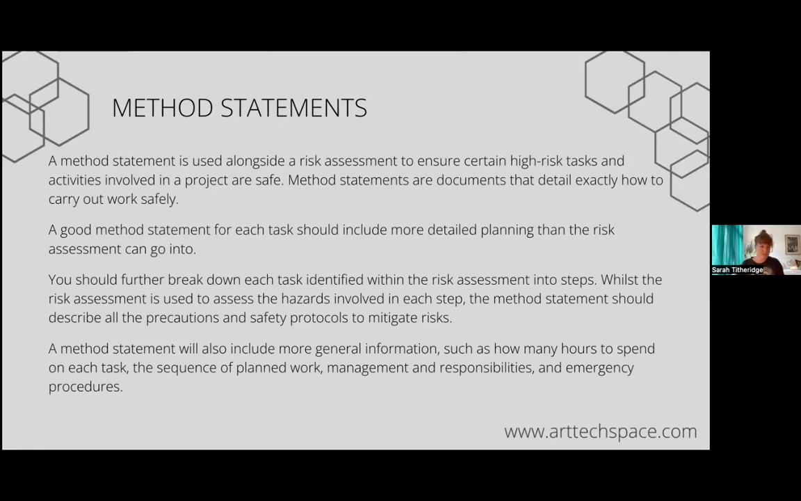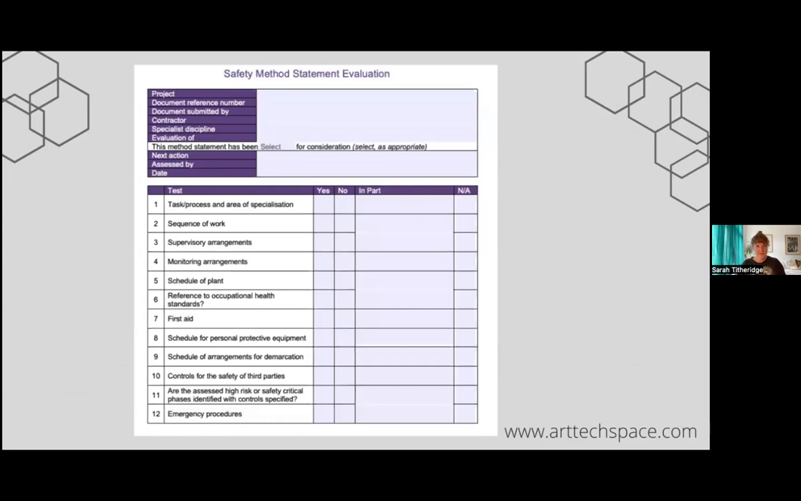While the risk assessment is used to assess the hazards involved in each step, the method statement should describe all the precautions and safety protocols to mitigate risks. A method statement will also include more general information, such as how many hours to spend on each task, the sequence of planned work, management and responsibilities, and emergency procedures. So this is one that you can get online. It's actually used in the building trade a lot more, but it's quite a good example of essentially what you need to look for and detail in a method statement.